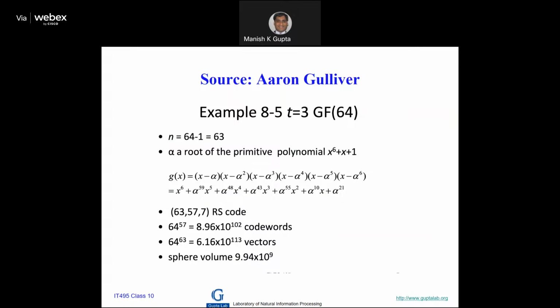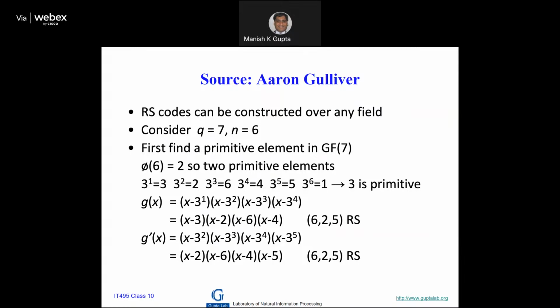Another very simple example I will show you, a smaller field actually. Suppose q is equal to 7, n is equal to 6. So Reed-Solomon code can be constructed over any field. So what I am going to do, in GF(7), first find primitive elements. So phi of 6 is equal to 2. So there are 2 primitive elements, right? In integer modulo 7, if you remember. Now 3 is one of them. 3 raised to power 1 is 3, 3 square is 2, 3 cube is 6, 4, 5, 1. So ultimately 3 is a primitive element, right?